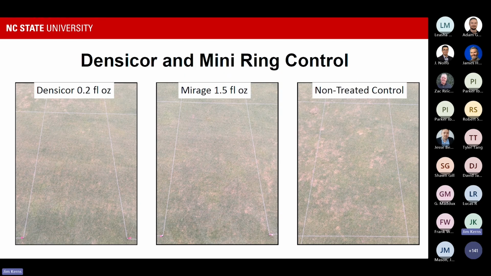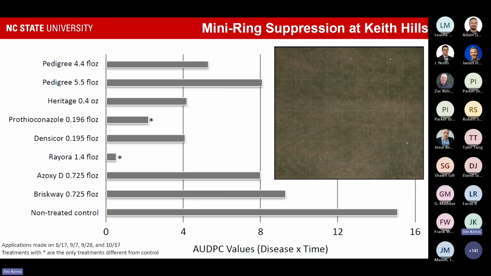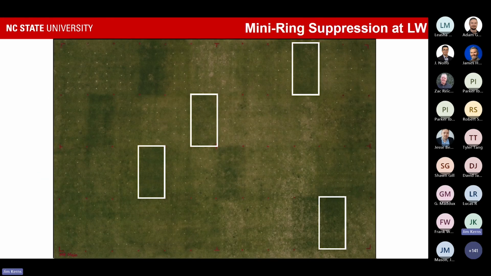What works? Densicor, Mirage. We've had really good luck with prothioconazole. We had good luck with Rayora, right? So it does seem to be DMI focused. I know Joe Roberts has seen good results with Navicon and Briskway. We haven't quite seen the same results. I mean, it's been close, but not quite there.